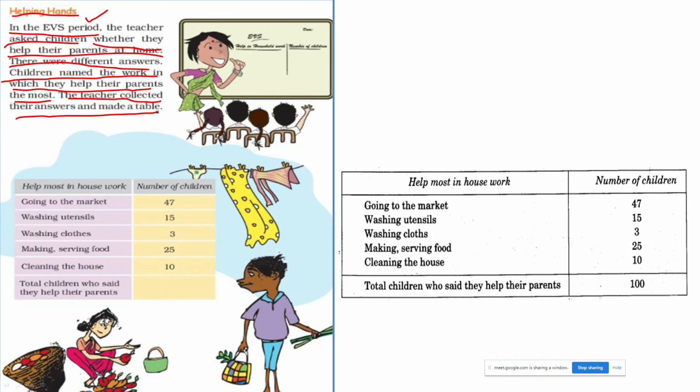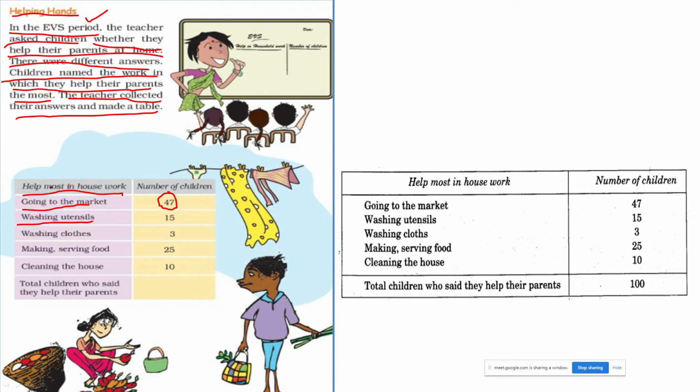Very good. The teacher collected the data from the students and made the table. Why did she make the table? To get the exact number of students helping in different activities at home. For example, help most in the class housework. Going to the market: in the class 47 children told, Madam, we go to the market to help our parents. Some students wash utensils.